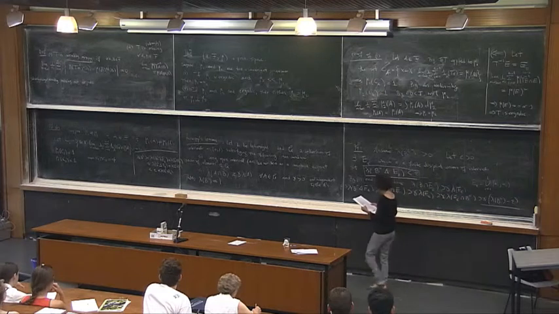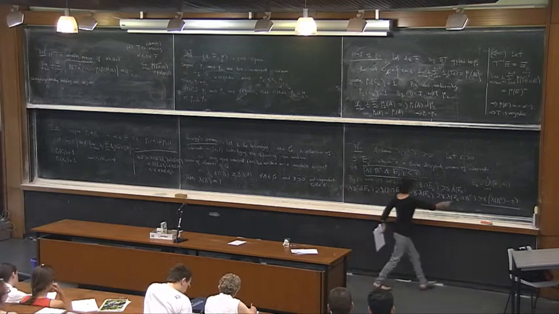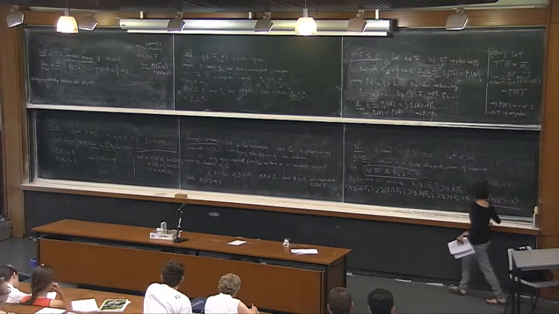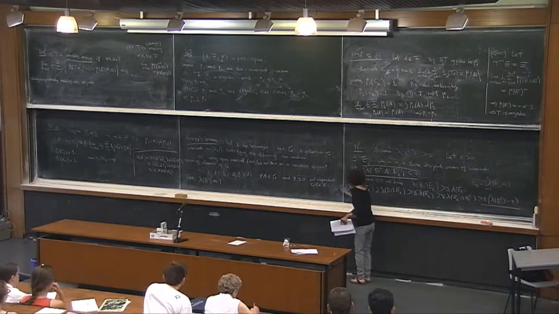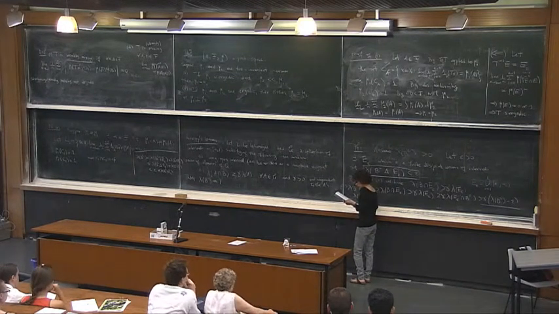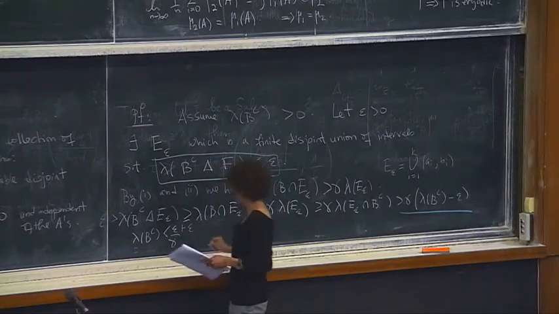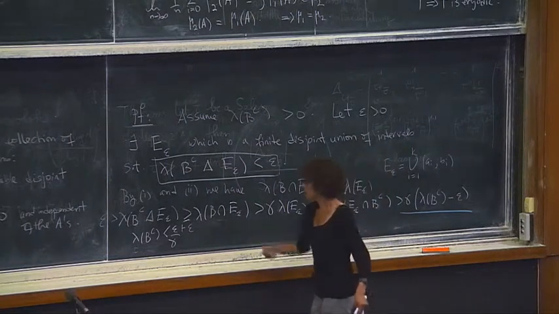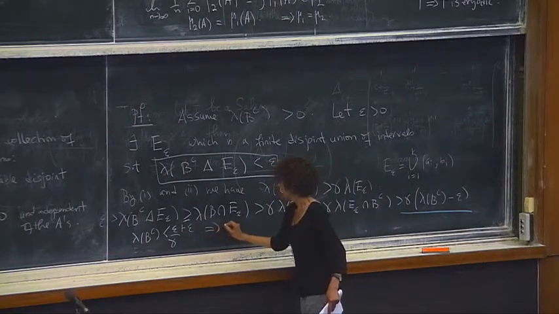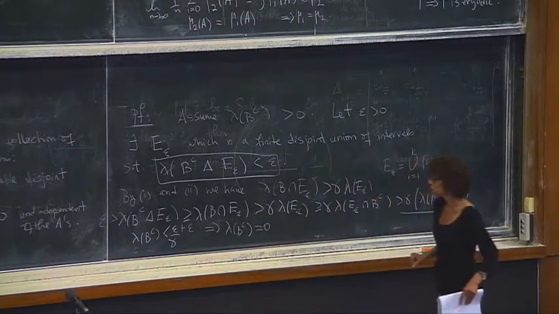So you will end up with epsilon is greater than gamma times this guy. So if you solve, you only take the beginning and the end. You end up with lambda of B complement is less than epsilon over gamma plus epsilon, something like this. And epsilon is arbitrary. So this says lambda of B complement is 0.